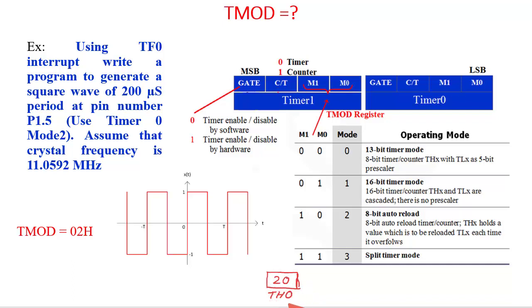When the timer runs according to the clock frequency, this timer value will be incremented by 1. After 1 clock, this will be 21. Next clock, this will be 22, like this. The value will increase and increase. As this is 8-bit, the maximum value will be 255 in decimal.